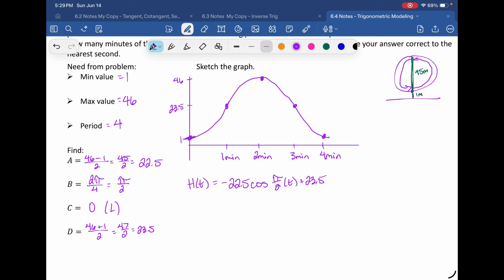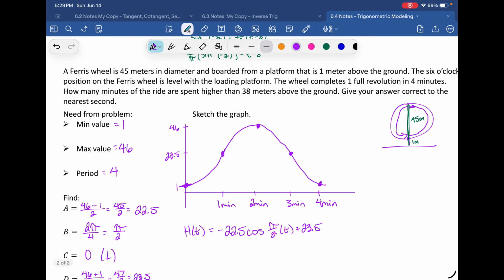Got my equation. Now it's asking how many minutes of the ride are higher than 38 meters. I don't know where 38 meters is. Let's say it's right here, so right there and right there. So we're looking for this distance. Actually, we're not looking for that distance. We're looking for this distance. How much time is spent above 38 meters? So when I solve this, I'm going to be able to solve for the first instant.